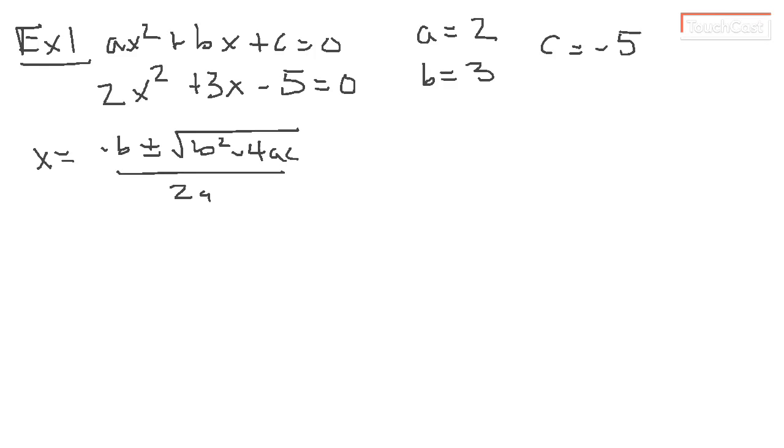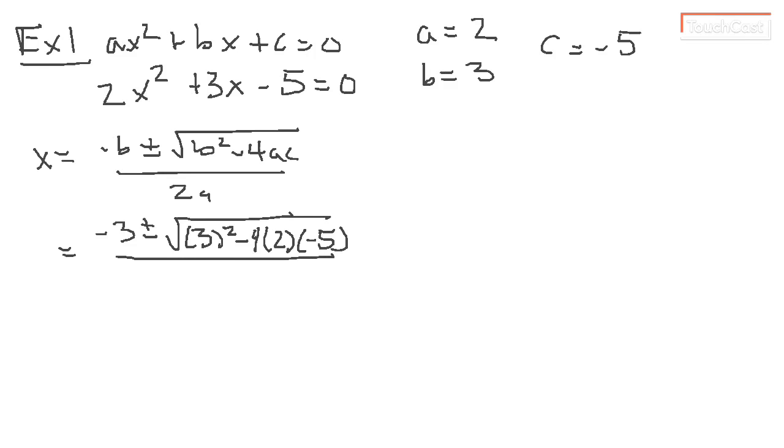So I'm going to replace my b's with 3, so I'm going to have negative 3 plus or minus the square root of 3 squared minus 4. I'm going to replace a with 2, so 4 times 2 times c is negative 5, so times negative 5, all divided by 2 times 2.